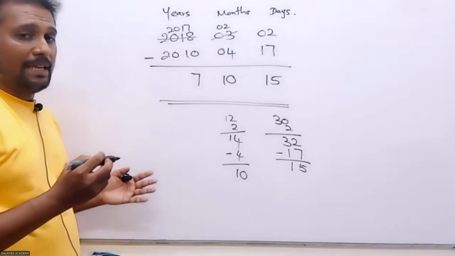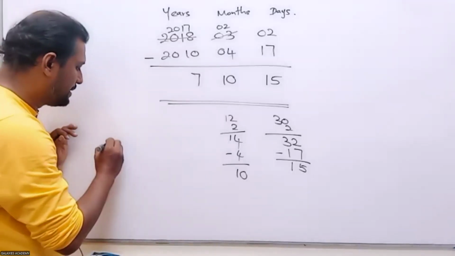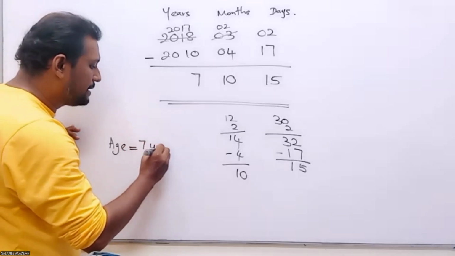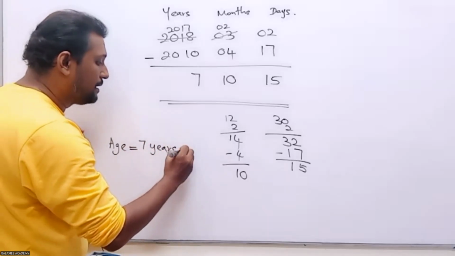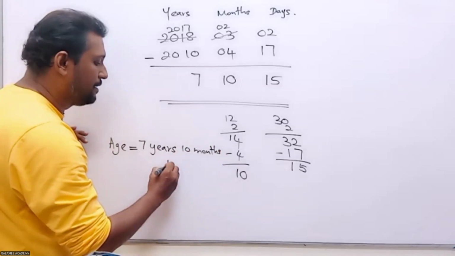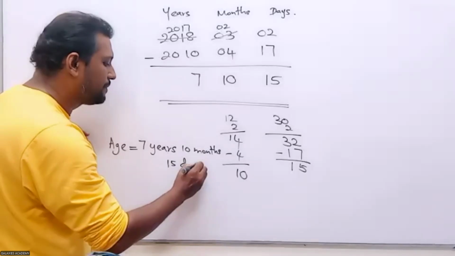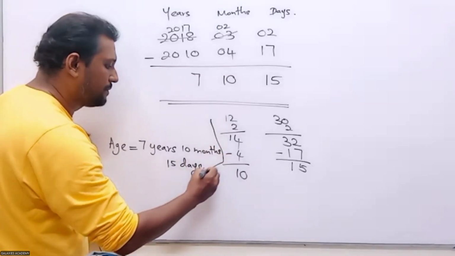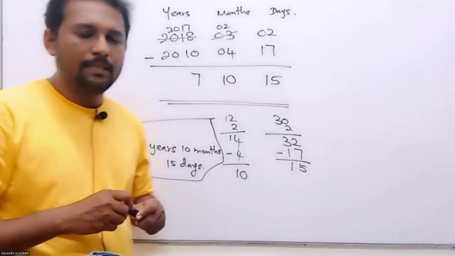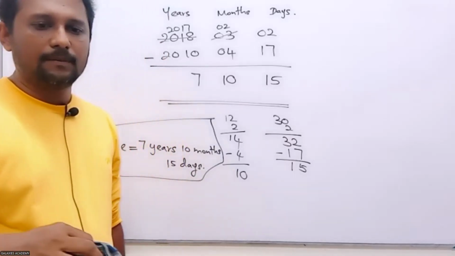So what is the age? Age is 7 years, 10 months, and 15 days. This is the answer for the second one, right?